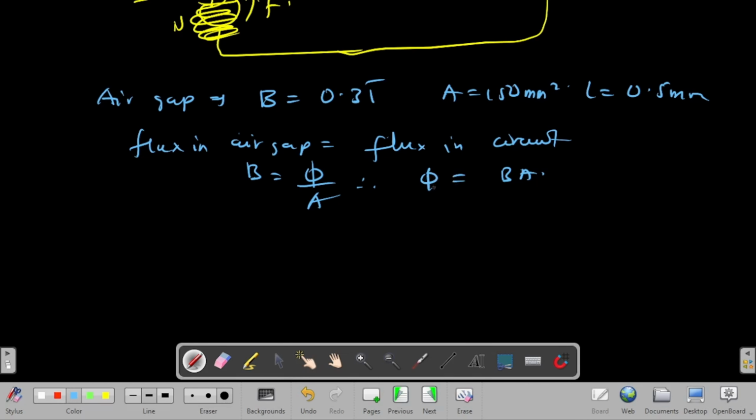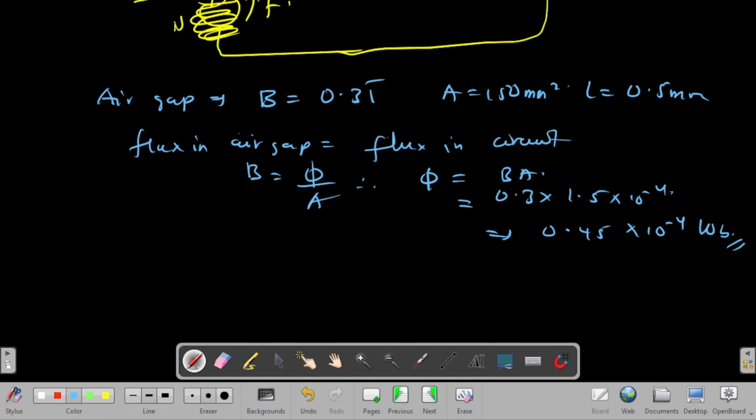So once I have this, what do I do? 0.3 times my area. Please convert everything to meter squared. So you get 1.5 times 10 to the power negative 4, sorry, 1.5 rather, not 150. So I'll have 0.3 Tesla times 1.5 times 10 to the power negative 4. And this is going to give me 0.45 times 10 to the power negative 4 Weber. So this is the flux in the entire circuit.